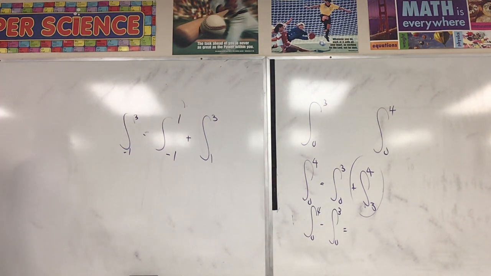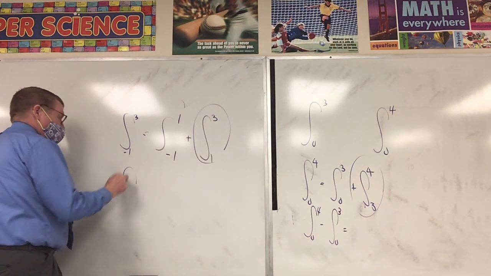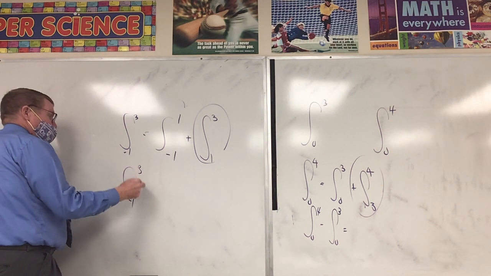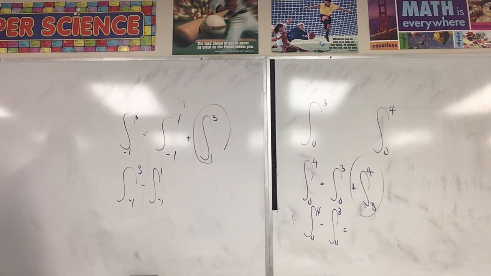So -1 to 3 equals -1 to 1 plus 1 to 3, and we're looking for 1 to 3. That's the integral from -1 to 3 minus the integral of -1 to 1. Okay? So it'll be 6, and then the negative integral of 1 to 3 of h would be what? 6. Everybody agree? 6, correct.